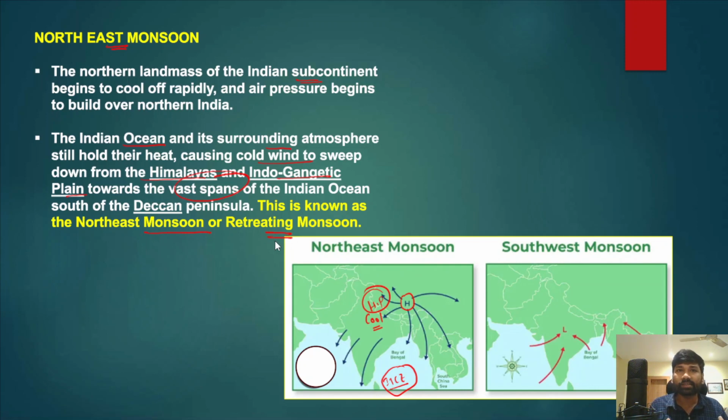Now we can say that this is the seasonal reversal of wind direction because of the differential heating of the landmass and the water. Okay, so the Indian monsoon is primarily caused by the differential heating of land and water. This differential heating of land and water creates high pressure areas and low pressure areas alternately. Okay, because of that reason, you very often come across land breeze and sea breeze, and this is also relevant to that.